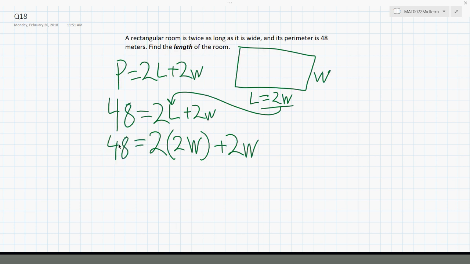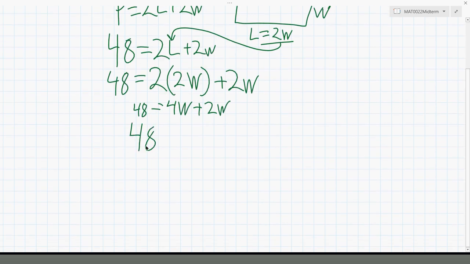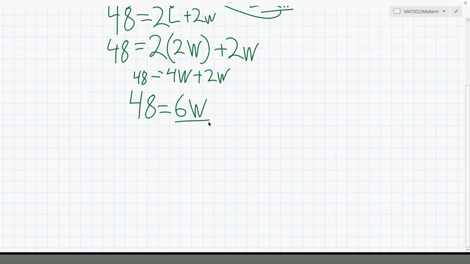48. So I'm going to do the distributive property. If it was something like L plus a number, then I'd have to distribute the 2 out to the W and to the number as well. But we don't have to worry about that because it's just multiplication. So 2 times 2 is 4W plus 2W equals 48. 48 equals 6W because we put them all together. What am I going to do? If I divide both sides by 6, I'm going to get W is 8.